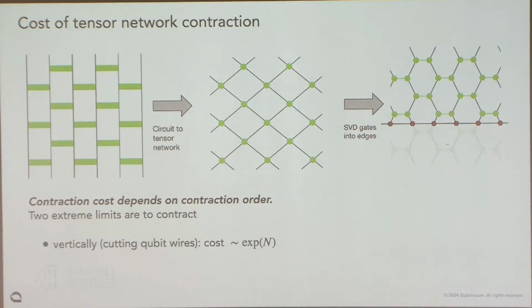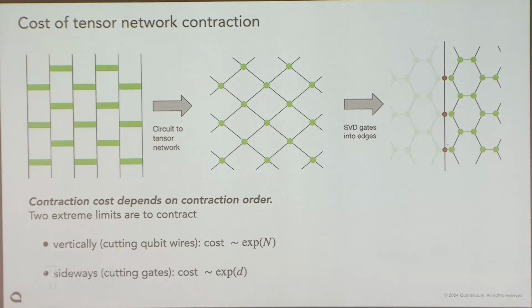And you can think of 2 extreme limits then of how you might go about contracting an object like this. So one of them is you could move from the bottom to the top. So you can move in a time-like direction. And if you do that, what you see is that at every point in this contraction where everything below here has been absorbed into one big tensor, all the wires sticking out are just qubit wires. This is just state vector simulation, right? You're just storing as a tensor the wave function that has emerged at this time in the circuit, and you're propagating it forward. So the cost of doing this should be exponential in the number of qubits, unsurprisingly. And you can think of this kind of contraction as cutting qubit wires when you're forming these tensors, and it's really the fact that you have to cut n wires that makes it exponential in n.